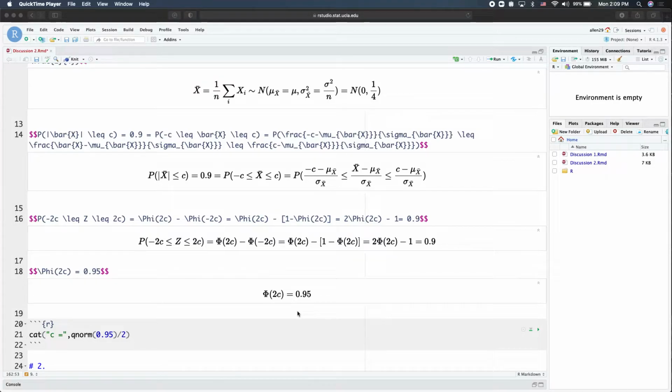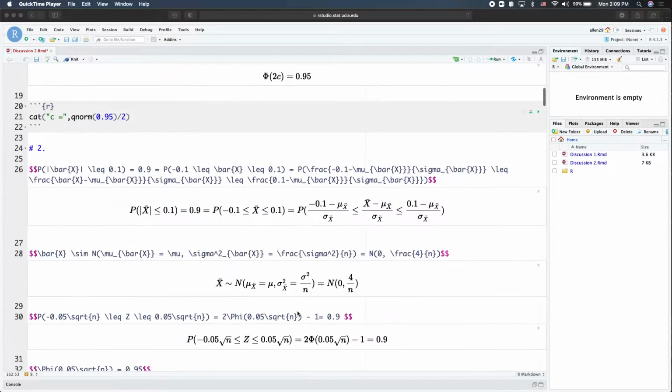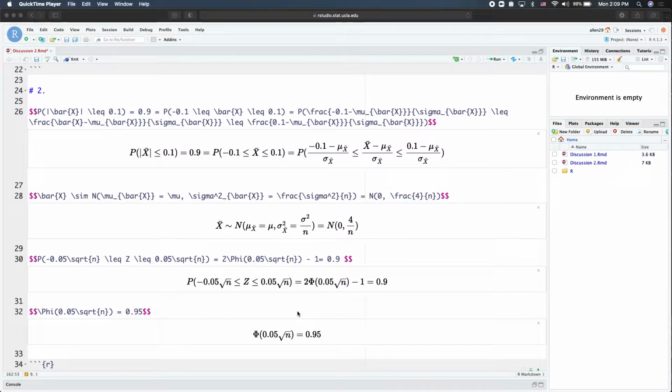Does that make sense? Good. Any other questions or comments? Okay, then for question 2.